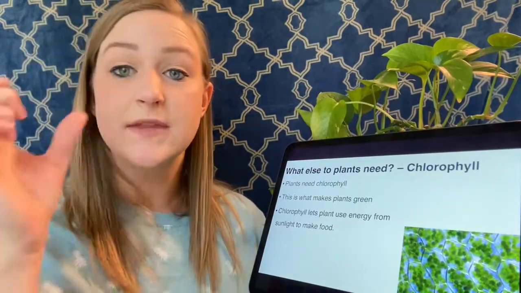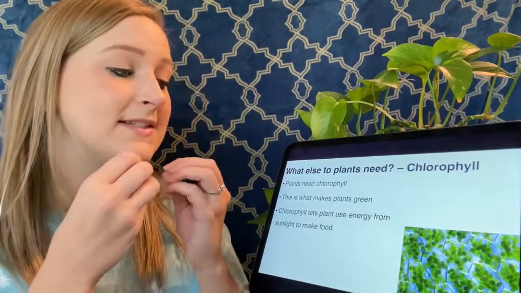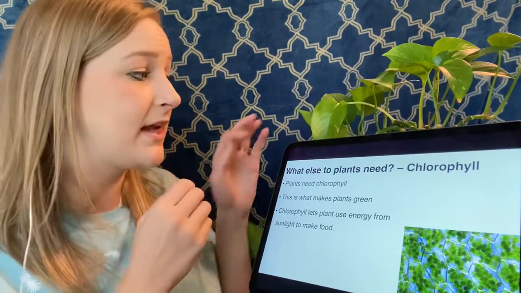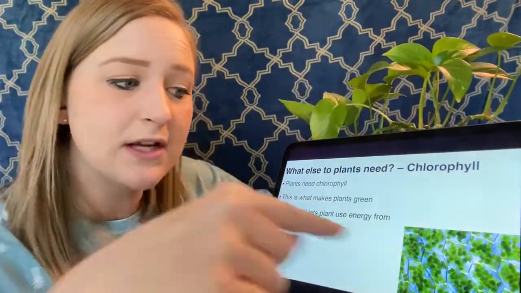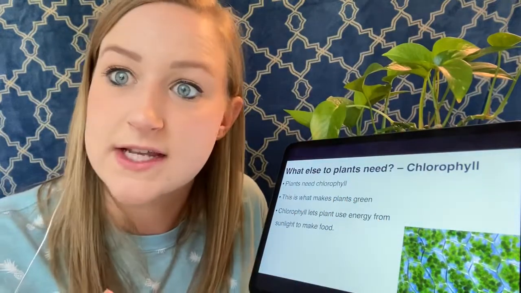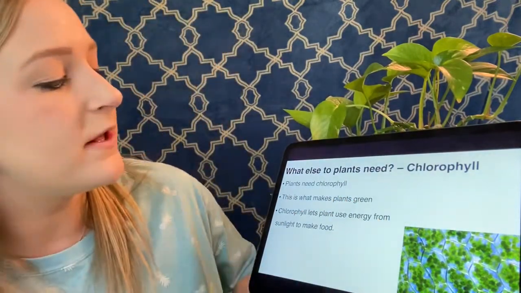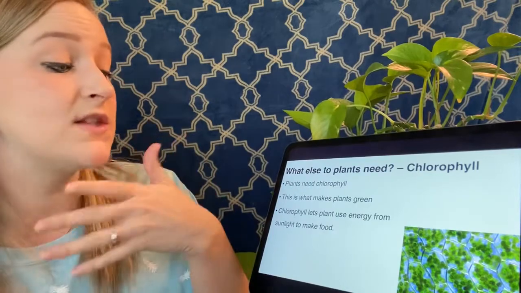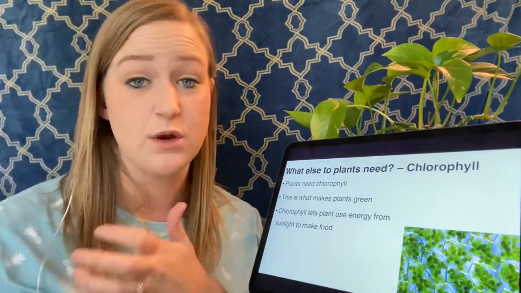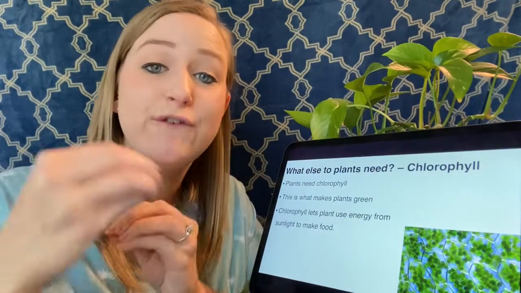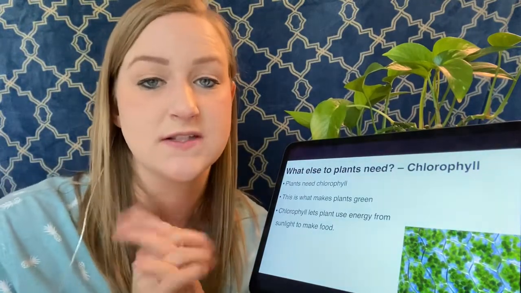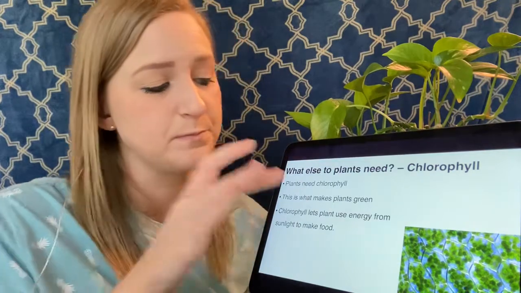Plants also need something called chlorophyll. Plants need chlorophyll. This is what makes the plants green. So because he has chlorophyll, his leaves are green. You can kind of see the cells of what chlorophyll looks like in there. Super cool. Chlorophyll lets plants use energy from the sunlight to make food. So the chlorophyll is what takes the sunlight in and makes the food for a plant using photosynthesis. And we'll talk more about photosynthesis soon.